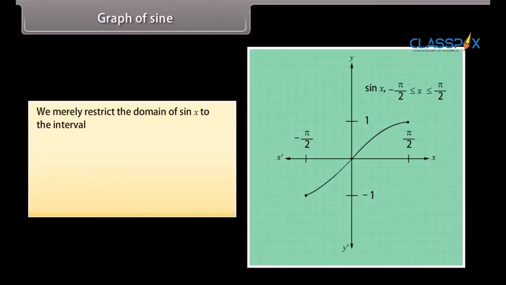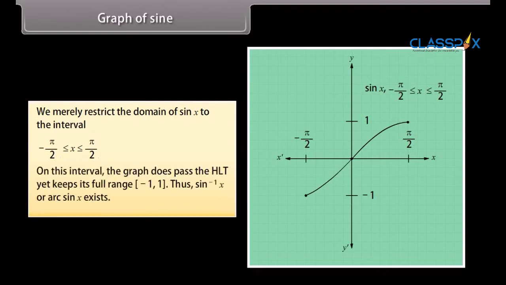Easily, we merely restrict the domain of sin x to the interval minus pi by 2 less than or equal to x less than or equal to pi by 2. On this interval, the graph does pass the HLT, yet keeps its full range, minus 1 to 1. Thus, sine inverse x or arc sin x exists. This is not the graph of sine inverse x. It is merely the part of the sin x function that is used to graph the inverse sine function.